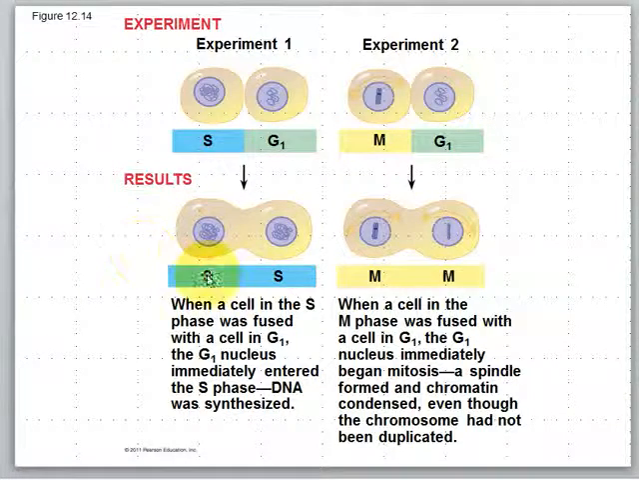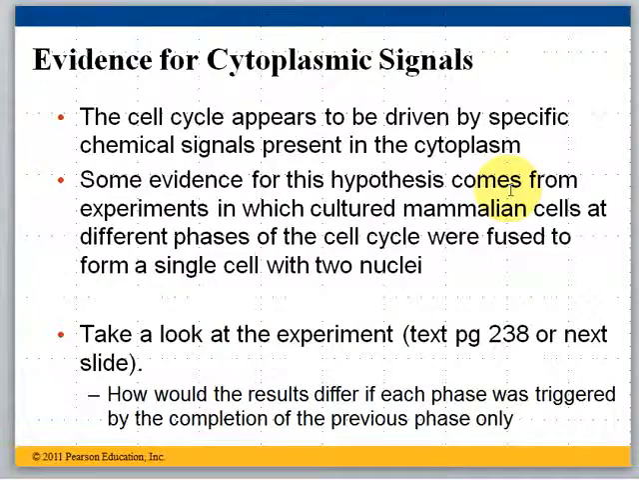And the S signal kind of overrides the G1, and the M signal overrode the G1 here. And so that caused the change that you see. So let's go back to that other question. That evidence would tend to point towards some form of chemical signal present in the cytoplasm.